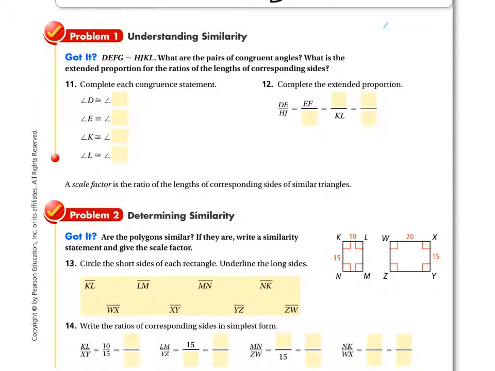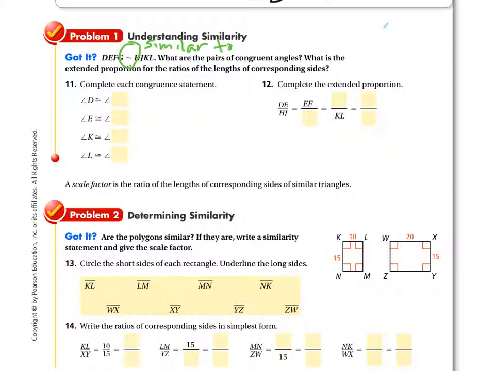So you have D, E, F, G, and then this symbol right here, that means similar to. So there's a new symbol for you. It's just a squiggle. It's a tilde, a squiggle. You like that word, tilde?